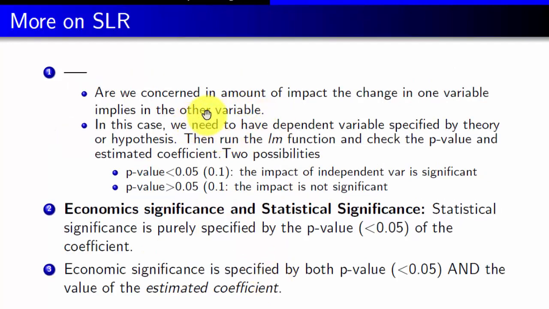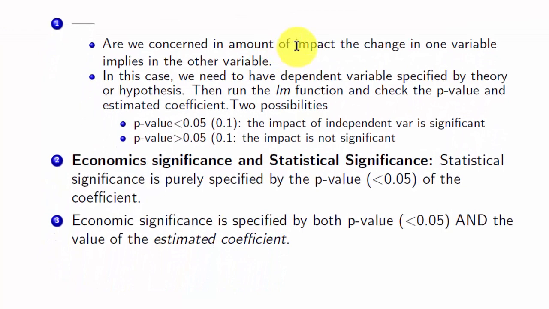Second, if our question is concerning the amount of impact or the direction of impact of one of the variables on the second variable, in this case, based on a theory or hypothesis, we have to specify our dependent variable and then run the LM function of the dependent variable on the independent variable and check p-value of the estimated coefficients. If the p-value of the estimated coefficient is less than 0.05 or in some cases 0.1, then the impact is significant. Otherwise, the impact is not significant. If the impact was significant, we go ahead with interpretation of the impact of the independent variable on the dependent variable, both in terms of size and in terms of the direction.